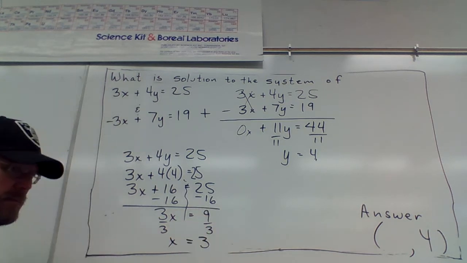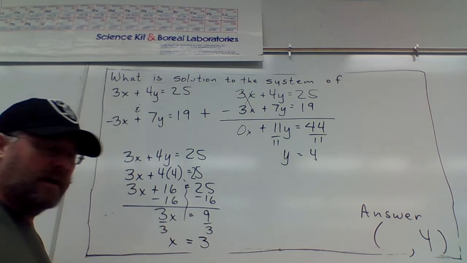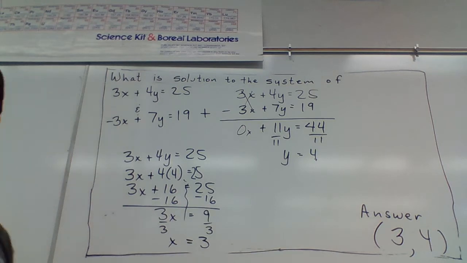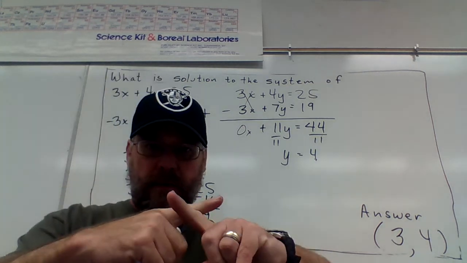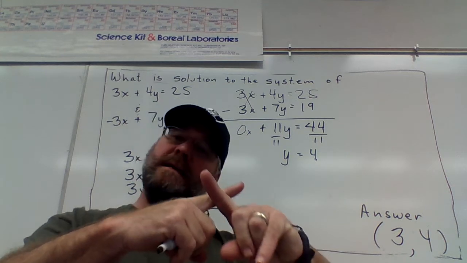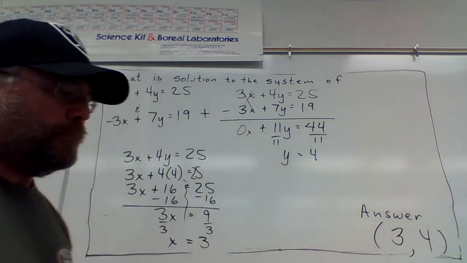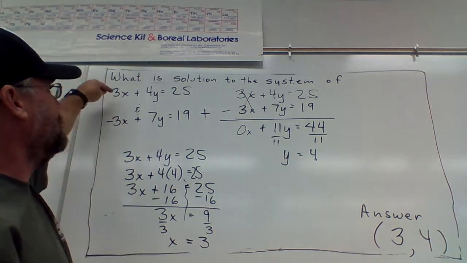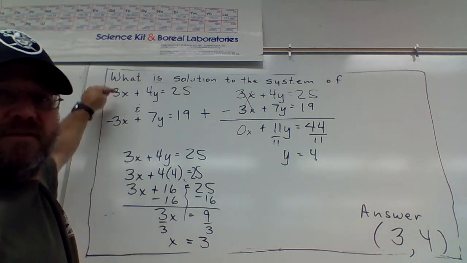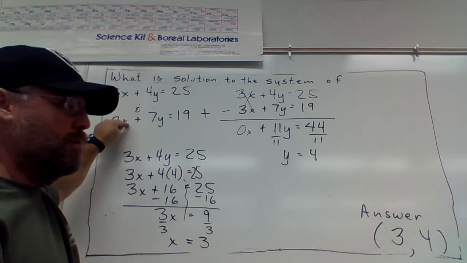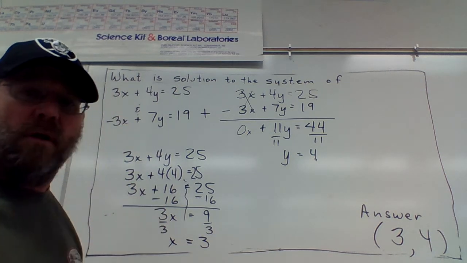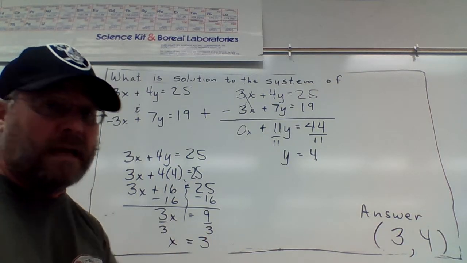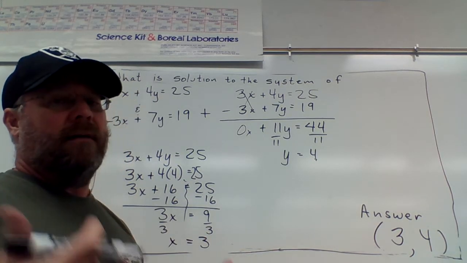So more than likely, if I haven't goofed up, my x should be 3, and my answer should be the point (3, 4). Again, where these two lines meet is at the point (3, 4). So what do I want to do? I want to check it. I just found the answer with this equation, so I want to check it with the other equation and make sure that (3, 4) works. If it doesn't, I goofed. If it does, bam, I've got my check, and I know that I have done it correctly.